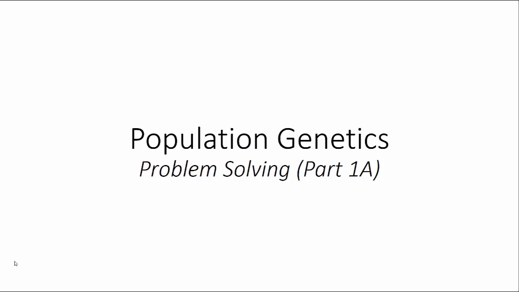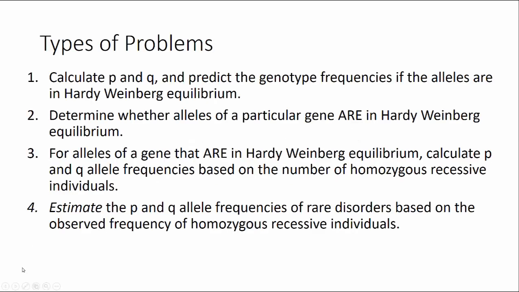This video on population genetics is a follow-up to the part 1 video in which I introduced the Hardy Weinberg equilibrium. In this video, I will go through 4 types of problems that might arise in population genetics. These 4 types of problems are listed here, and briefly I will mention them and then I'll go through each individually.